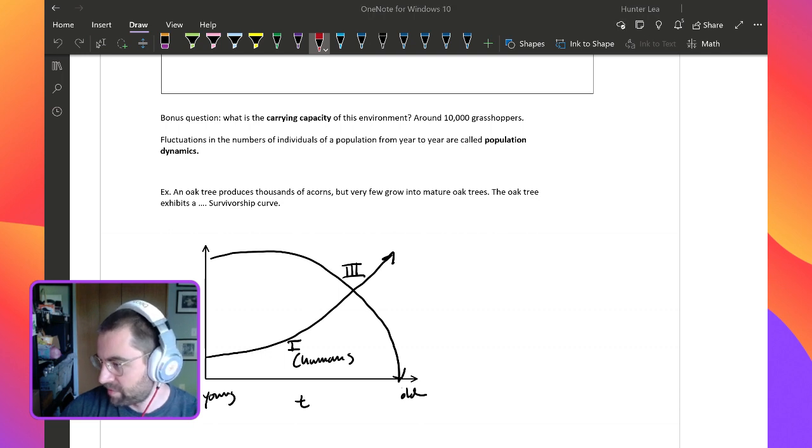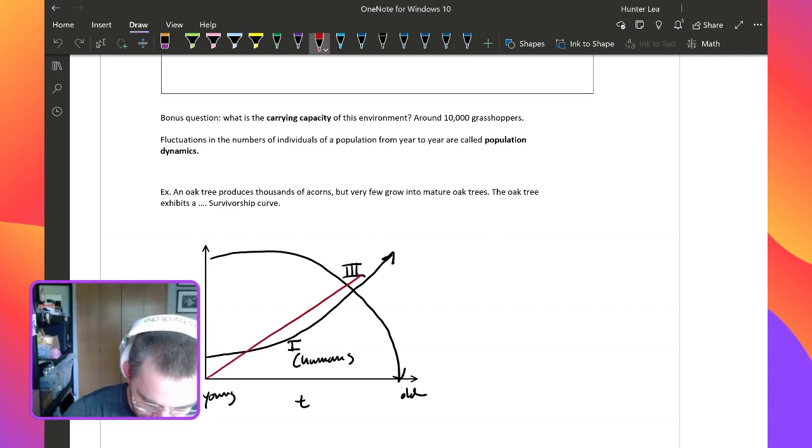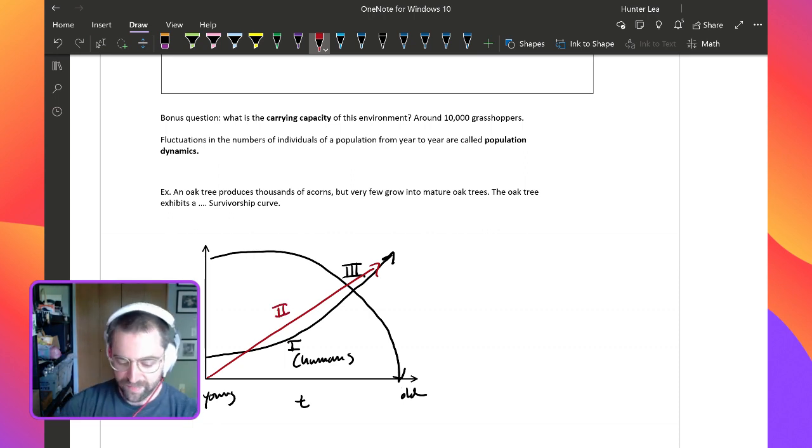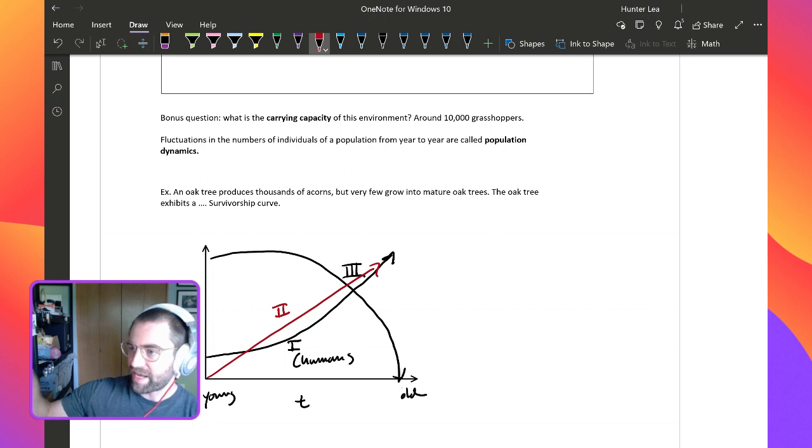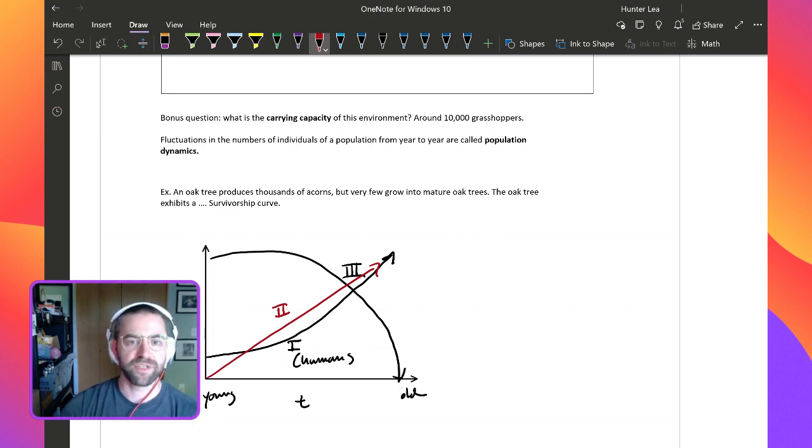A type 2 survivorship curve is one in which the probability of survivorship doesn't really change with age. So that would be type 2. It doesn't really change a whole lot, and so you have roughly even numbers of individuals at every age. I think that's what that curve looks like. Now I've said that, type 2 survivorship curve.